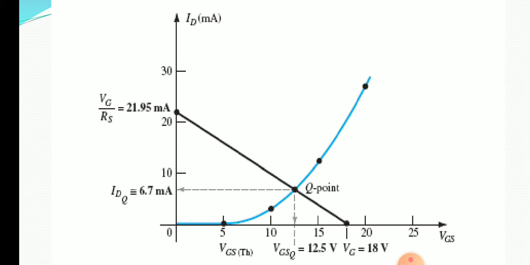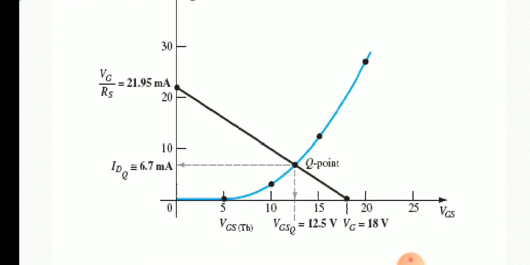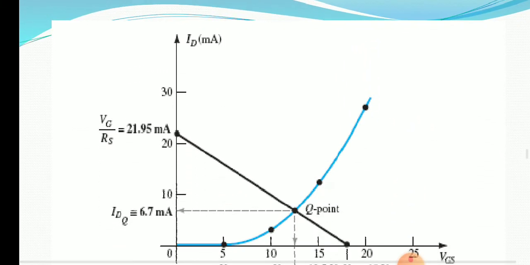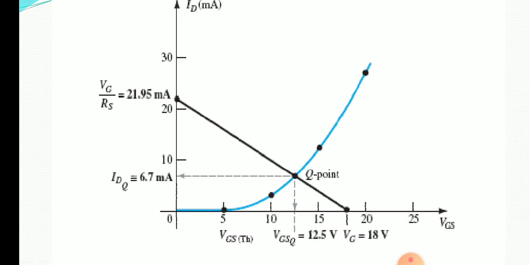You have to choose the different value. You have to show the VGS TH. Then you have to choose the value. Then we have to choose the quiescent point at the VG at 18 volt. That is connected to the current, that is 21.95 milliampere. Whenever this point is made on the curve, for this curve we have to choose the different value of VGS and calculate the ID, and we have to plot the VGS versus ID. So at that point that cuts the graph, that is the load line, we will get the quiescent point. IDQ is 6.7 milliampere and VGSQ 12.5 volt.